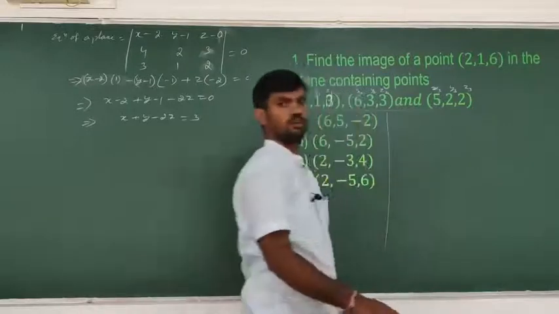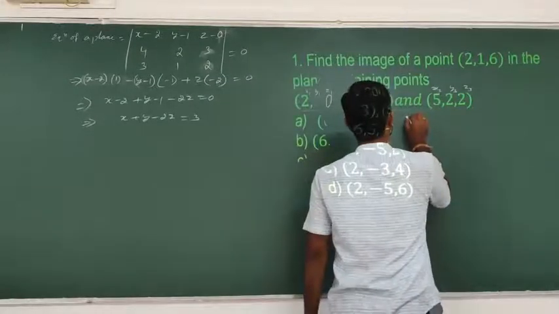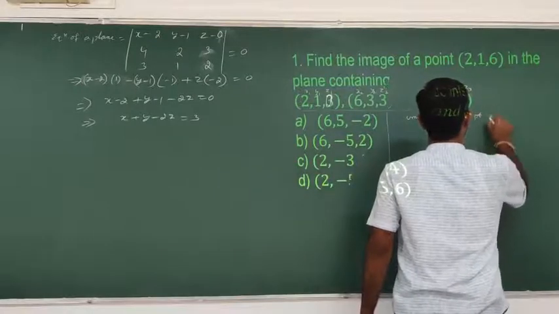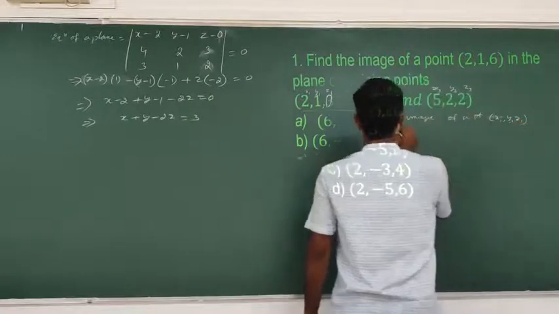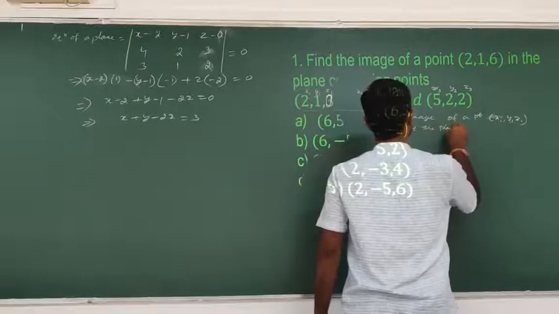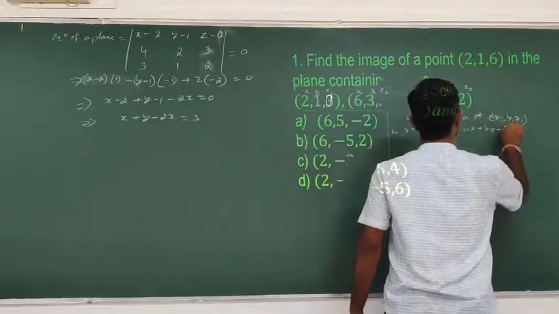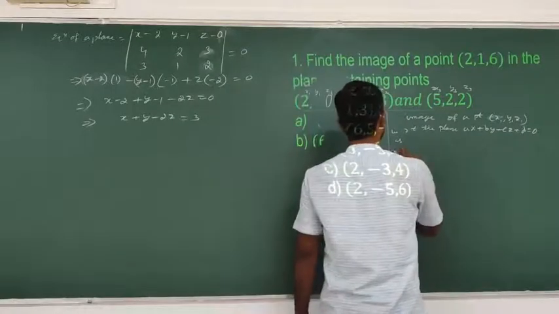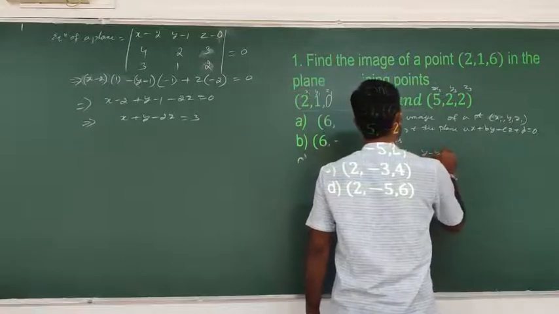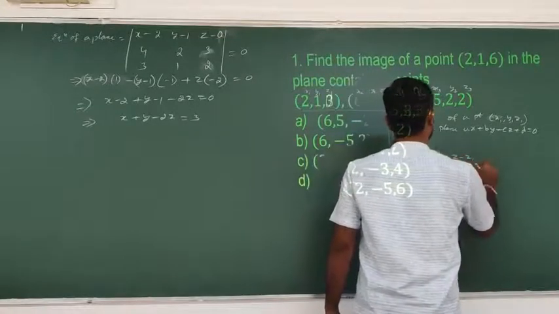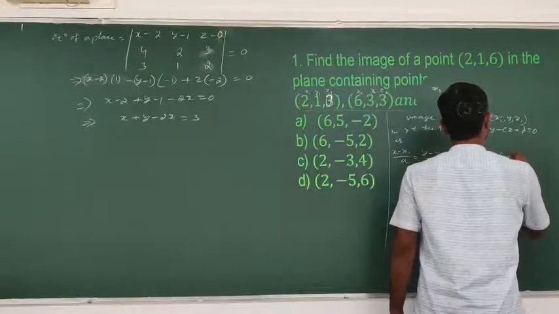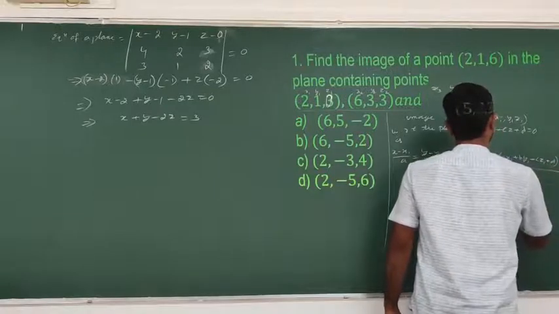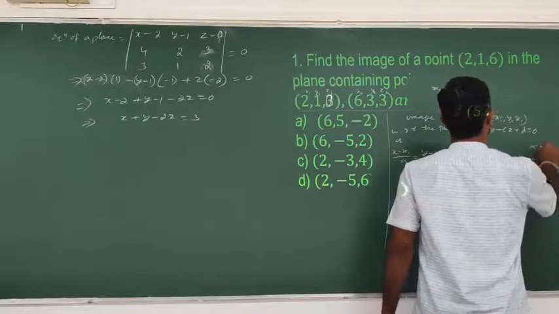So just remember this formula, the image of a point (x1, y1, z1) with respect to the plane ax plus by plus cz plus d is equal to 0 is: x minus x1 by a is equal to y minus y1 by b is equal to z minus z1 by c is equal to minus 2 into (a x1 plus b y1 plus c z1 plus d) whole divided by a square plus b square plus c square. This is an important formula, very important formula.